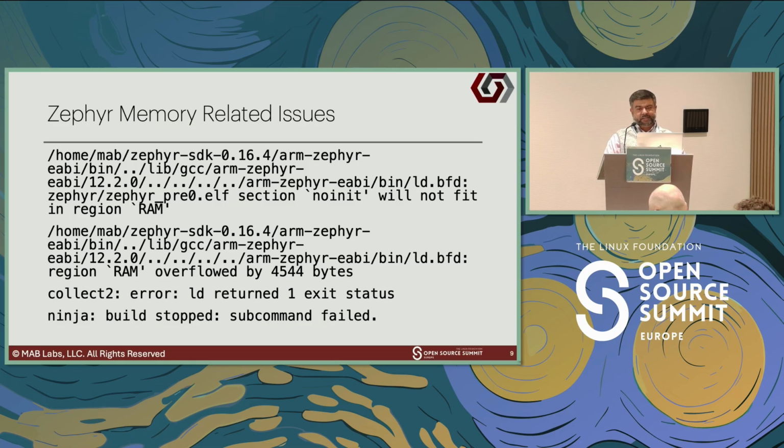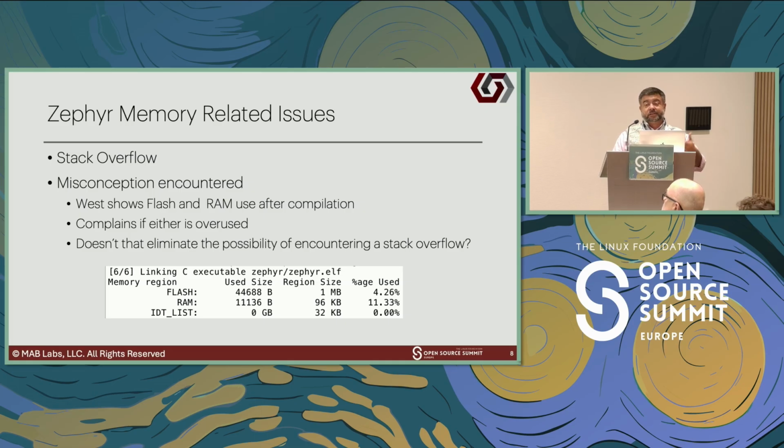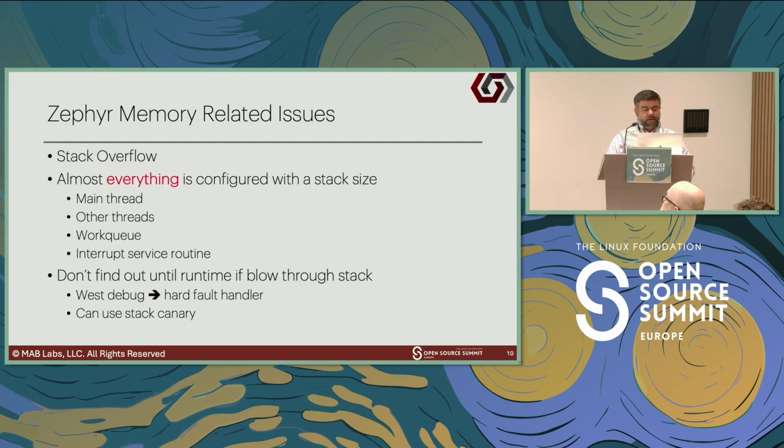And here's an example where I artificially blew up my RAM utilization for the simple hello world. And it does complain, but a common misconception that I encounter is, why do we need to worry about stack overflow when Zephyr, or West, is going to tell me that my RAM utilization is going to blow up? And the misconception is that your RAM utilization doesn't necessarily have anything to do with how much stack you're using specifically, right? Because almost everything in Zephyr is essentially configured with a stack size.